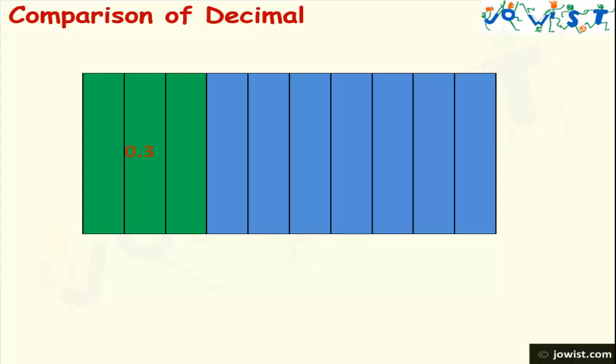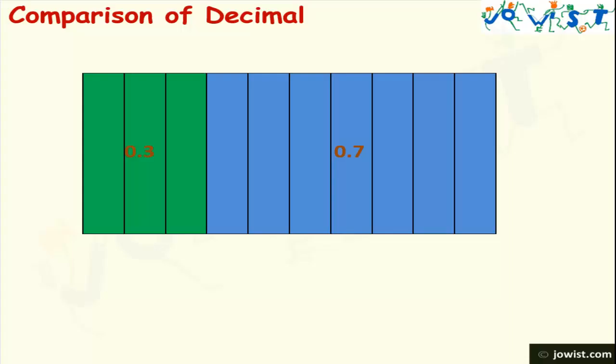Similarly, the shaded blue part: 7 out of 10 columns are shaded blue. Therefore, its representation will be 7 upon 10 equal to 0.7. 0.7 part of the rectangle is shaded blue.